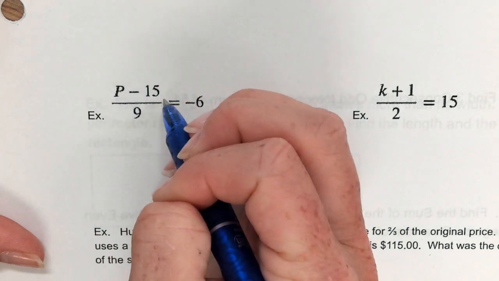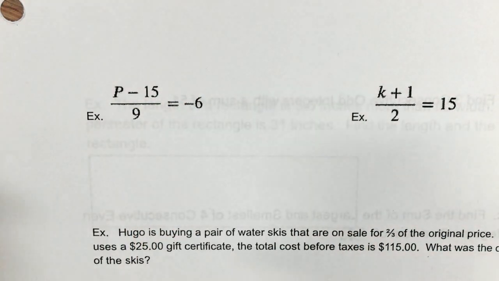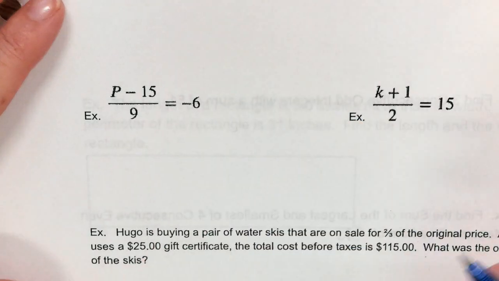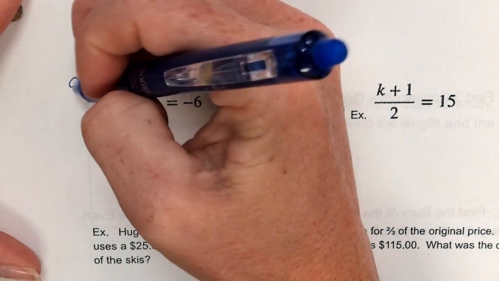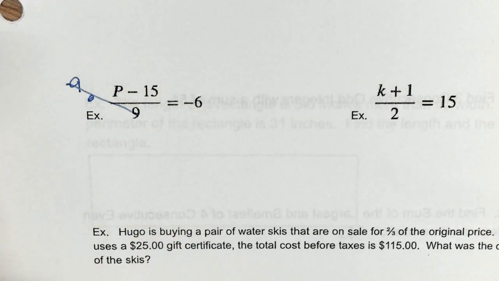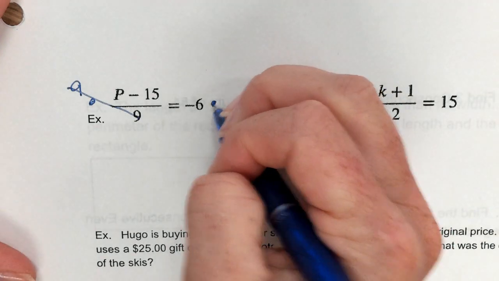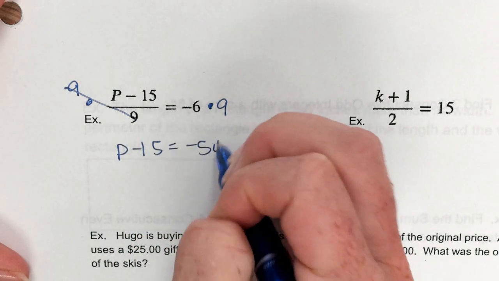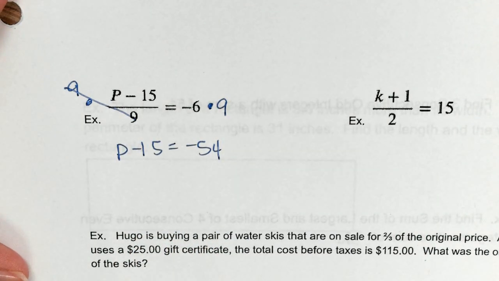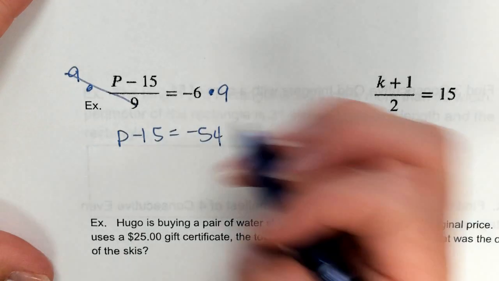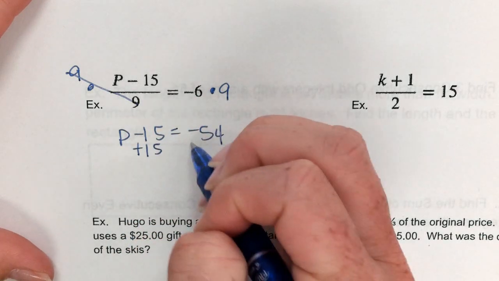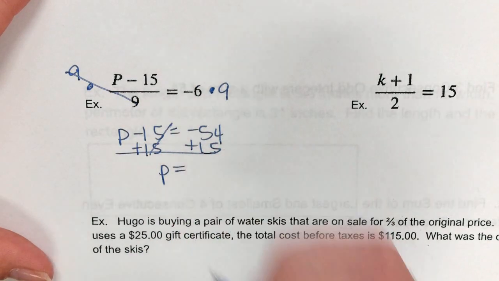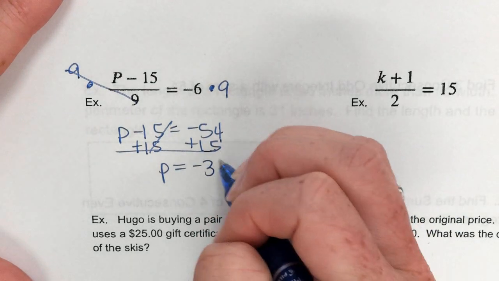The whole left side is being divided by 9, so can I get rid of the 9 by doing the inverse? What's the inverse of dividing by 9? I just got rid of that thing. Whatever I do to the left, I have to do to the right. I am now left with p minus 15 equals negative 54. Now, why was I able to do that? Because the entire side was being divided by 9. All right, how do I get rid of the constant? Plus 15. So I have p equals, and negative 54 plus 15 is negative 39.